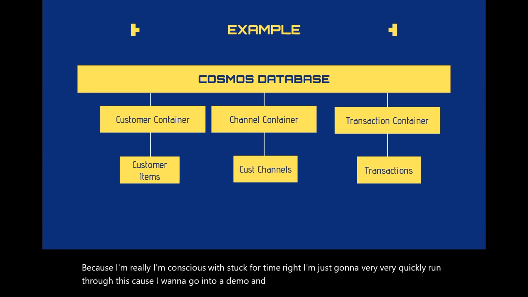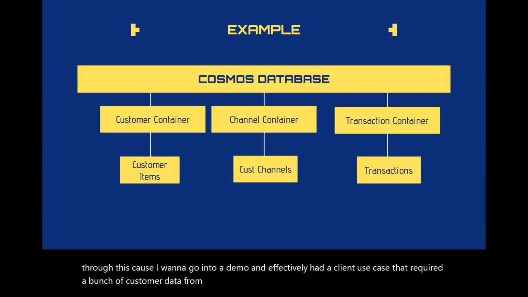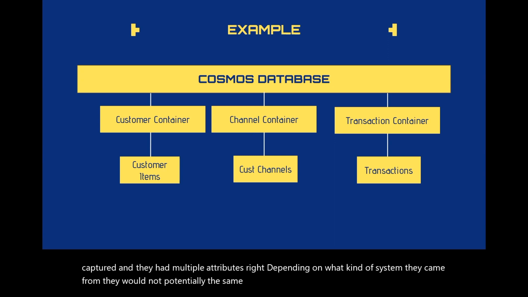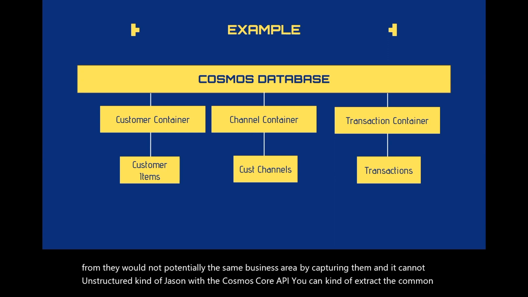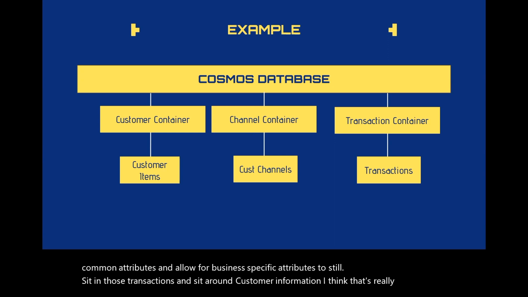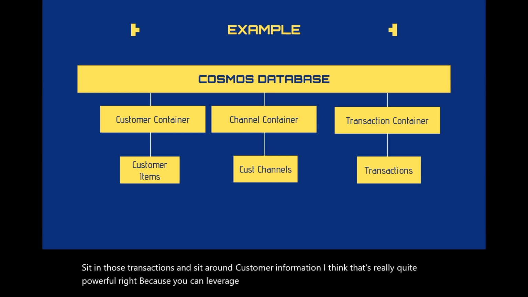Effectively, we had a client use case that required a bunch of customer data from disparate transactional systems to be captured, and they had multiple attributes. Depending on what kind of system they came from, they were not necessarily the same business area. By capturing them in unstructured JSON with the Cosmos Core API, you can extract the common attributes and allow for business specific attributes to still sit in those transactions around customer information. I think that's really quite powerful, because you can leverage multiple applications off a single version of the truth, which is awesome.